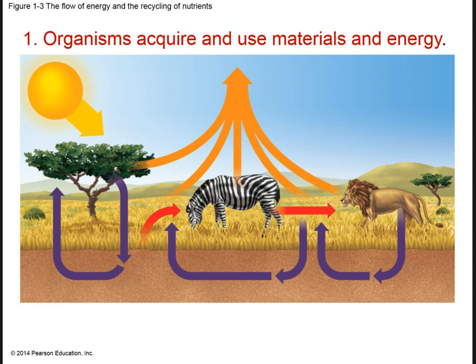Organisms acquire material and use energy. All living organisms must have energy for maintaining homeostasis and biological complexity, as well as for growth, development, and reproduction. Autotrophs can obtain energy directly from the sun, while heterotrophs must consume other organisms for energy.